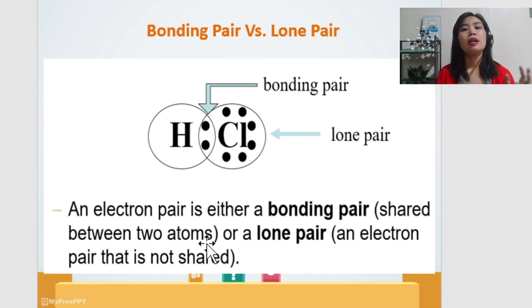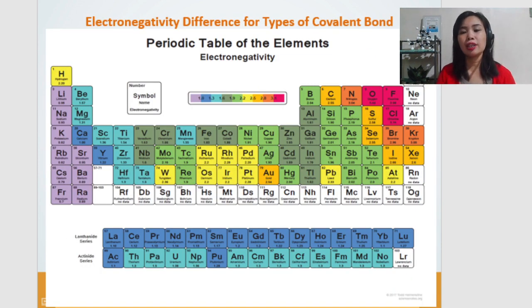Okay. Now, bonding pair versus lone pair. Because this involves pairing, right? Sharing. So there is involvement here of the sharing of electrons. The shared electrons are what we call the bonding pair. The electrons that are not shared are called the lone pair. Again, bonding pairs are shared between two atoms and lone pairs are those electron pairs that are not shared.